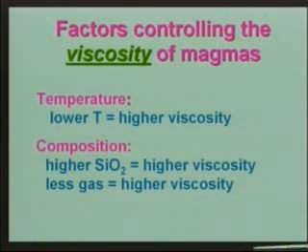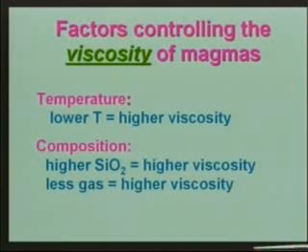Composition. Two things about the composition. The higher that silica content, the SiO2 part of the tetrahedron, the more little tetrahedrons you have in there, that means they'll begin to join up with each other. That will make that lava, that magma stiffer. So the higher the silica content, the SiO2, the higher the viscosity. That higher viscosity means stiffer.